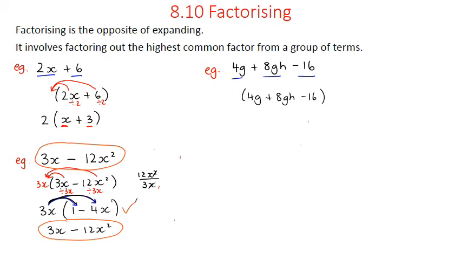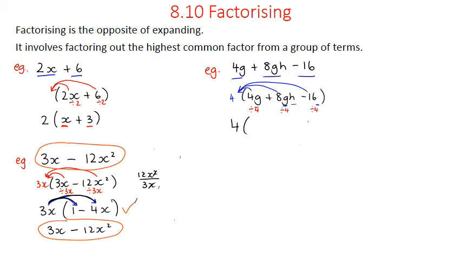Okay, so like we said, a 4 goes into 4, 8, and negative 16. So we're going to factor out a 4. Now, does anything else go in? We've got some g's, but this one doesn't have a g, so we can't factor out a g. And same with the h. Only this one has an h, so there's no common factor h. So we're just going to factor out the 4. So the 4 goes in front, and we divide the rest of our terms by 4.